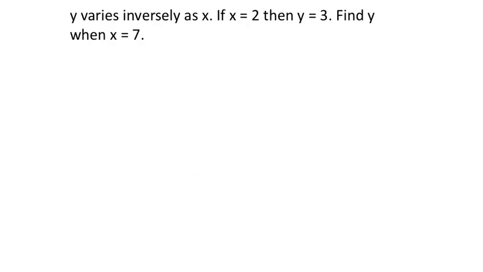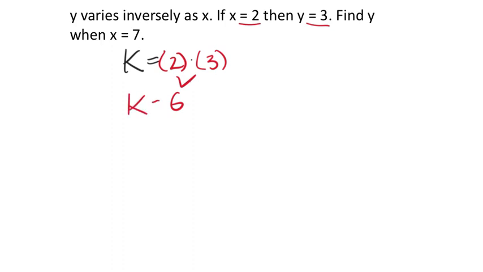Y varies inversely as x. If x equals 2, then y equals 3, right? So on this one, again, we know the k is going to be equal to x times y. And on this one, we got a pair of x and y, that's an ordered pair. So the x is 2, and the y is 3. That's just 2 times 3, which is 6. So we know that our constant of indirect variation is 6.